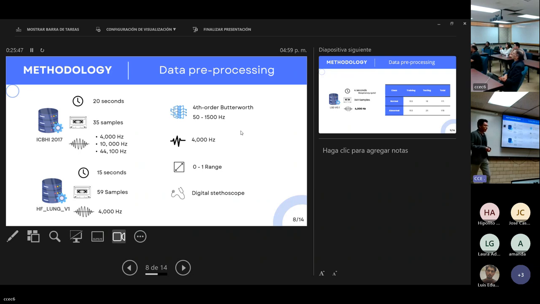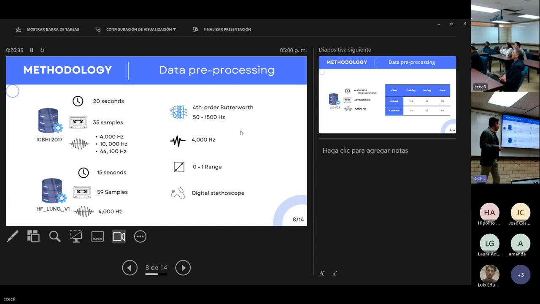And our methodology begins with data. Two public data sets were used, ICBHI 2017 and HF Lung version 1. From the first data set, we took 35 samples of 20-second recordings. These samples come from healthy patients, so it's all normal data. And we have three different sample frequencies, 4, 10, and 44.1 kilohertz. From the second data set, we took 59 samples of 15 seconds duration, and the sample frequency was 4 kilohertz.